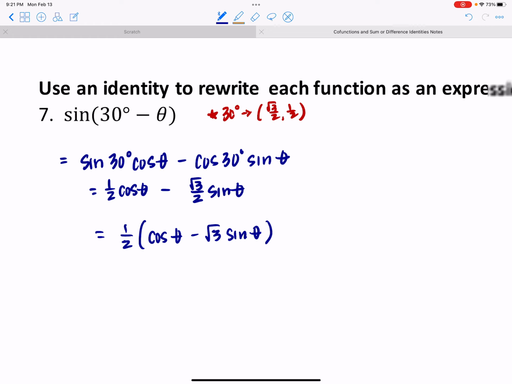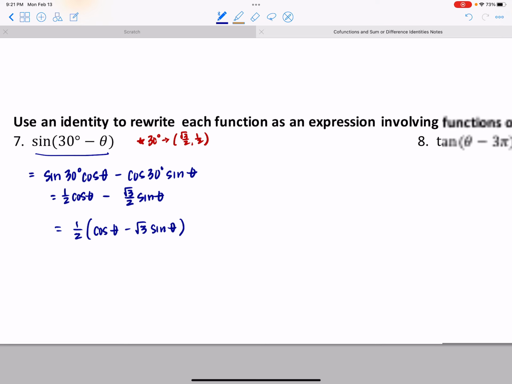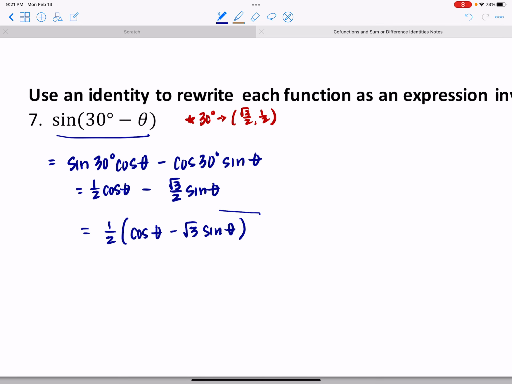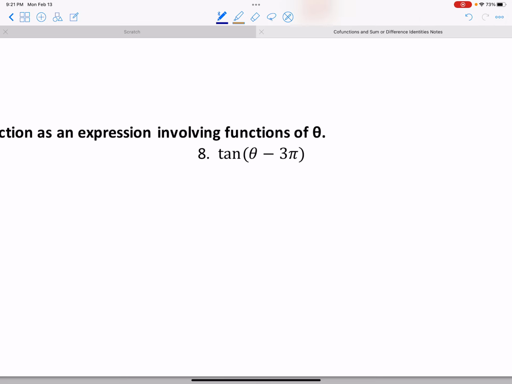So it says rewrite this as an expression that involves functions of theta. Well, sine and cosine are both functions of theta, so we've done it. We could say that the sine of 30 minus theta is equal to 1/2 times the cosine of theta minus radical 3 sine of theta. Super fun, right? Just a process of manipulating and using a little bit of algebra and the factoring, but really not bad. Let's try that one more time.